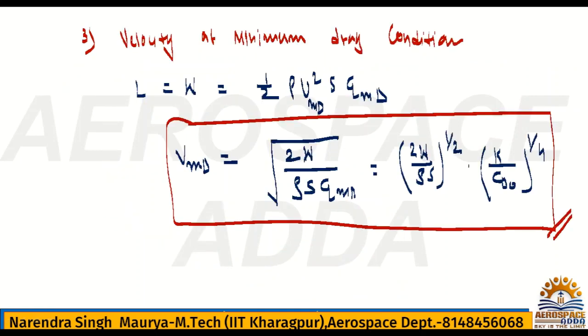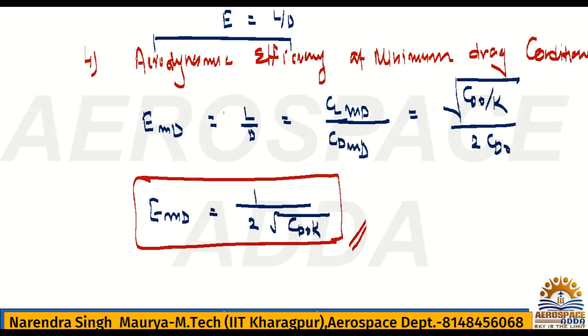Then velocity at minimum drag condition, it should be VMD. So VMD also you got it. Similarly, aerodynamic efficiency at minimum drag, this is nothing but EMD. Fine, and you will find the result also.